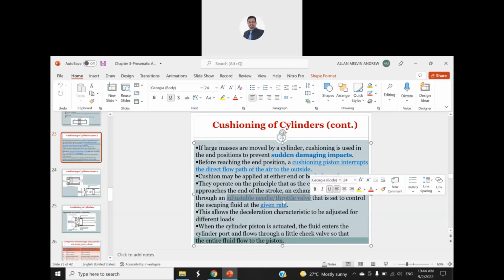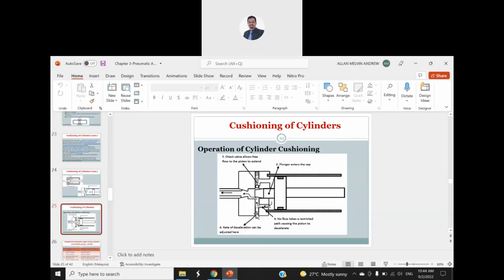Okay, so this adjustable needle is to control the escaping fluid at the given rate. So like I said earlier, if you tighten the screw, the space will be smaller. Okay, the route will be smaller. So the escaping air will go out at a very slow pace. But if you open and unscrew this, your rate of deceleration will decrease and the air will be escaping faster.